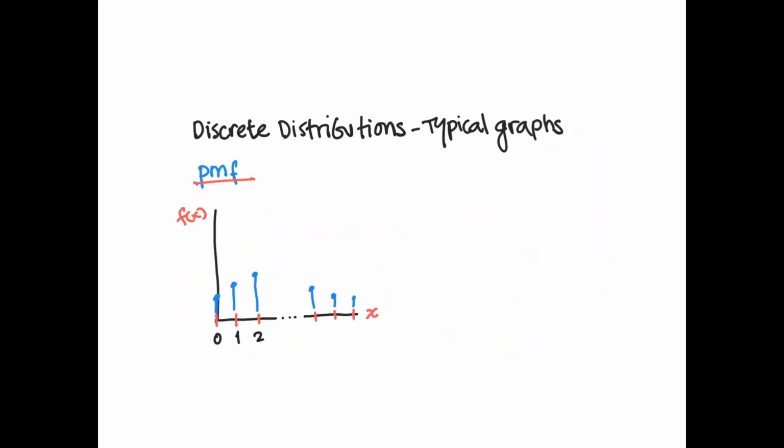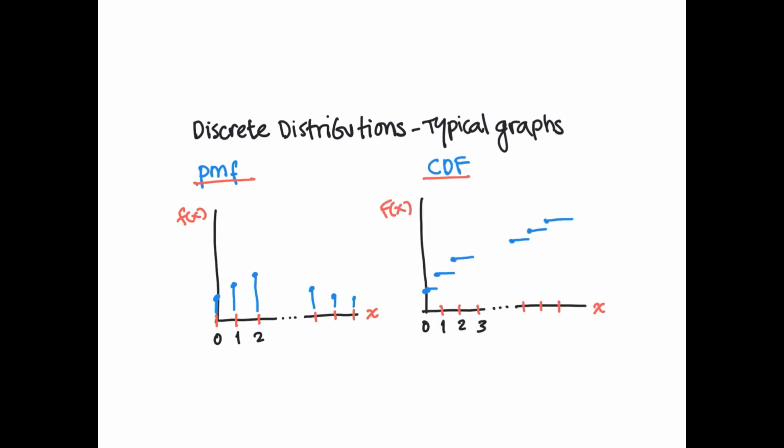In terms of graphs, the probability mass function for a discrete distribution looks as a series of vertical lines. And that's because at every point, the probability is concentrated around that point. And then the cumulative distribution function is a cumulative value that remains constant until the function hits the next value of the distribution.